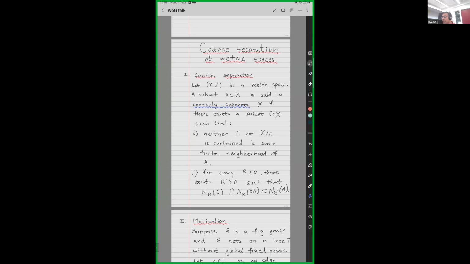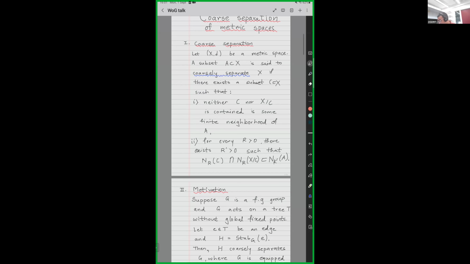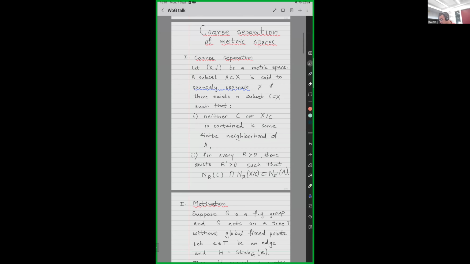So you can think of coarse separation as an analog of separation in a topological space. Separation means that if you have a subset of a topological space which, when you delete it, disconnects the topological space. So if X minus A is not a path connected space, you say that A disconnects or separates X. And we're going to discuss an analog of this in the world of metric spaces.